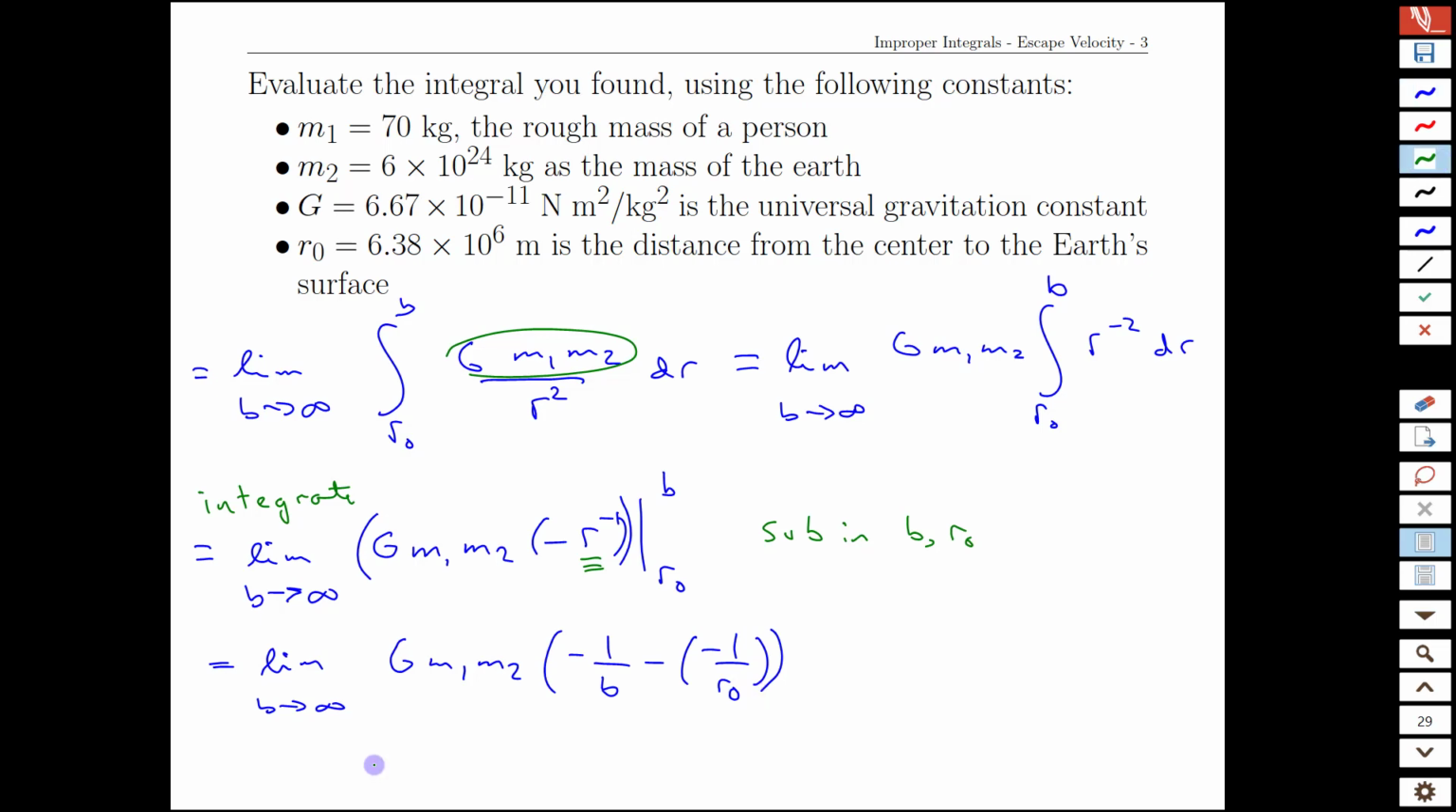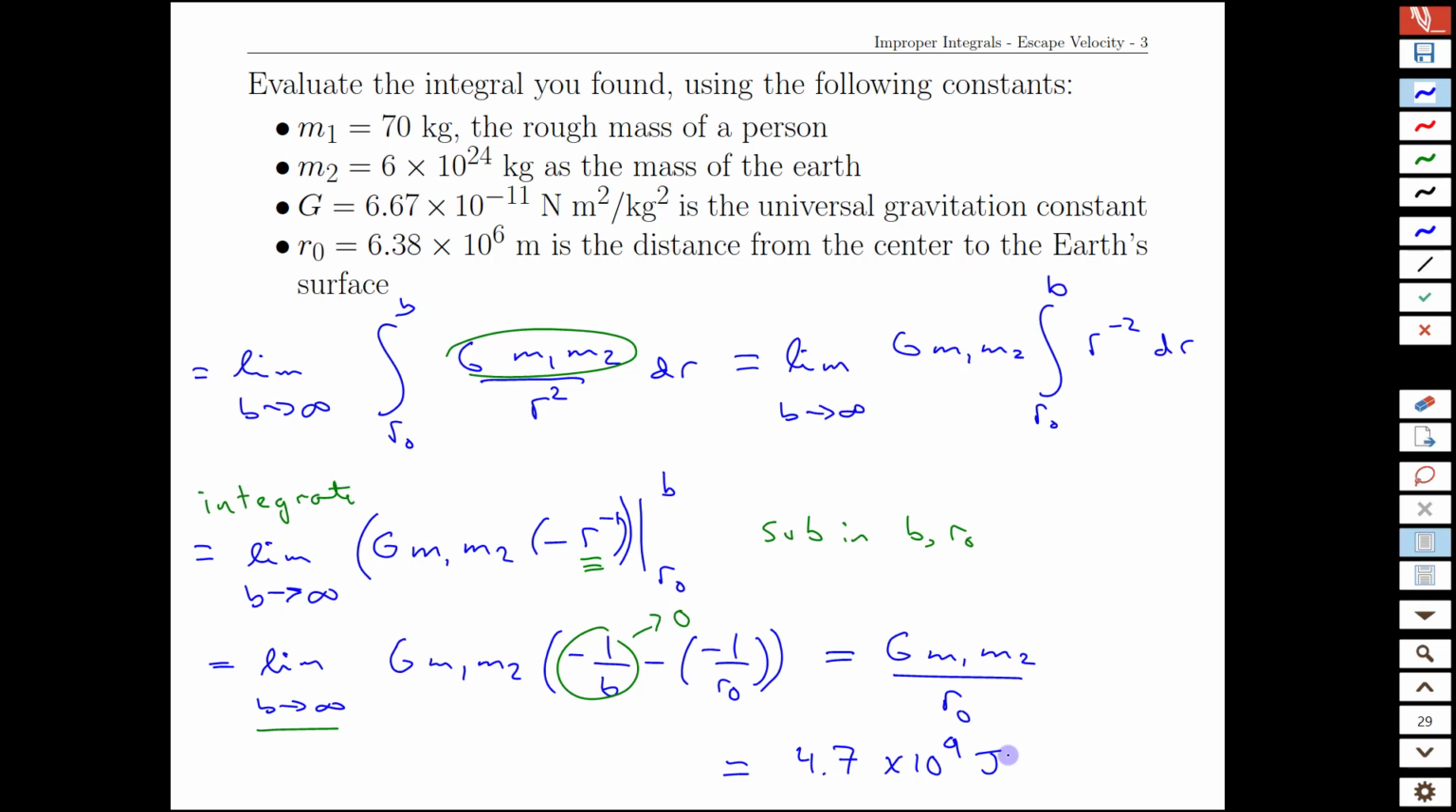And this limit, fortunately, turns out to be nice and convergent, so it actually is a fixed amount of energy required. As b goes to infinity, this term goes to 0, and so we get the simple conglomeration of G m1 m2, and this ends up being positive over r naught, not squared, just r naught by itself. And if we go grab our calculator and sub in all these values, we should get a number like 4.7 times 10 to the power of 9 joules, which is admittedly a whole pile of energy.